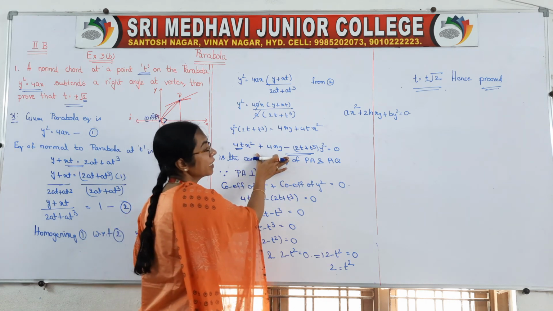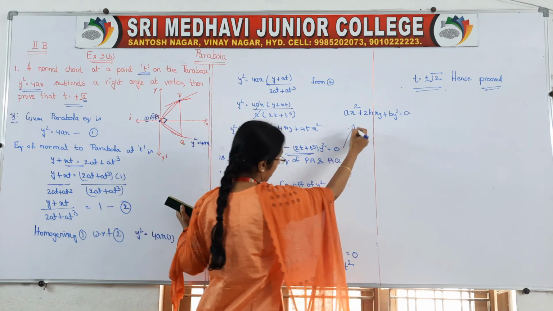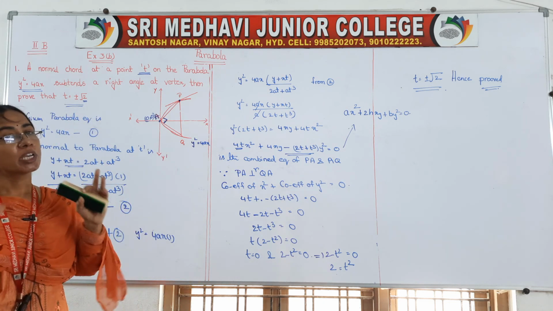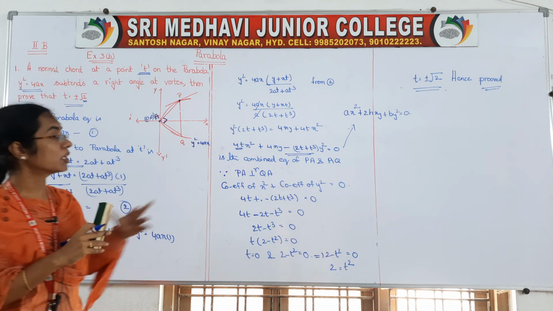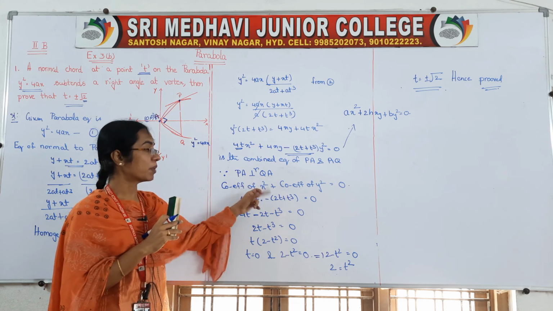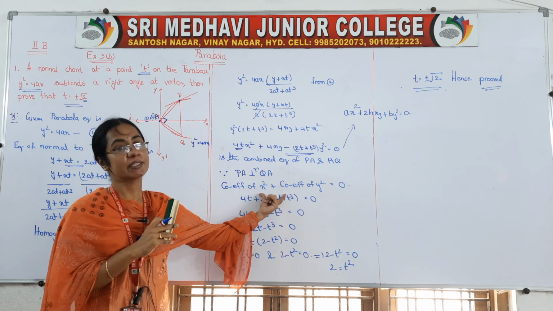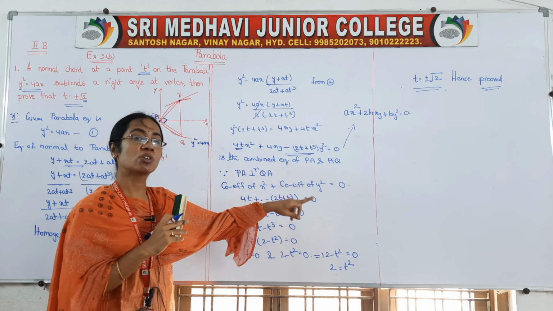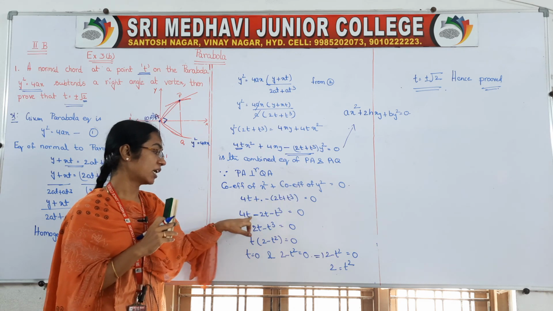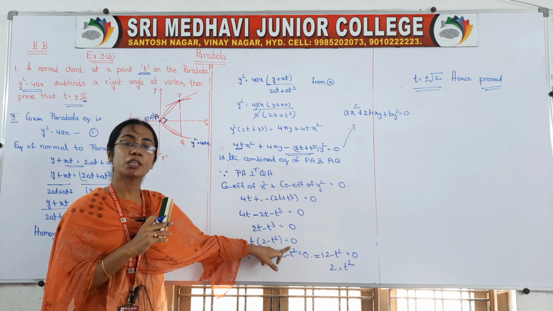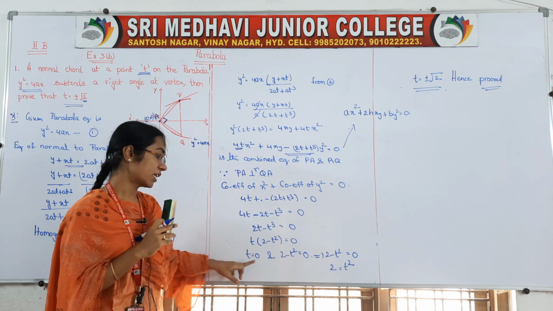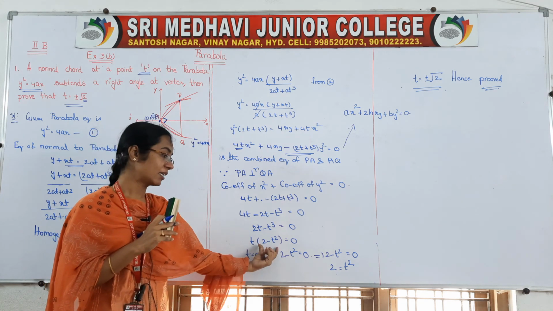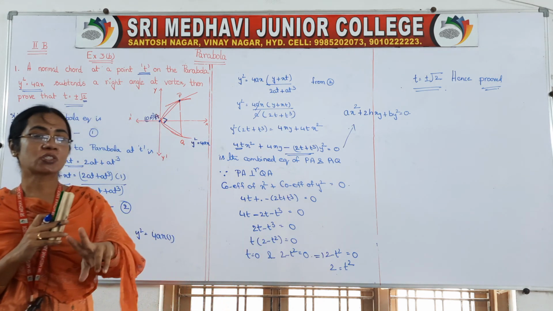We got the combined equation in this form, right? ax square plus 2hxy plus by square is equal to 0. Here your two lines are perpendicular to each other. Whenever they are perpendicular, we can go for this formula: coefficient of x square plus coefficient of y square is equal to 0. So you take that one, right? So you got two equations. You take t is equal to 0 as the first term, and another term, 2 minus t square is equal to 0.